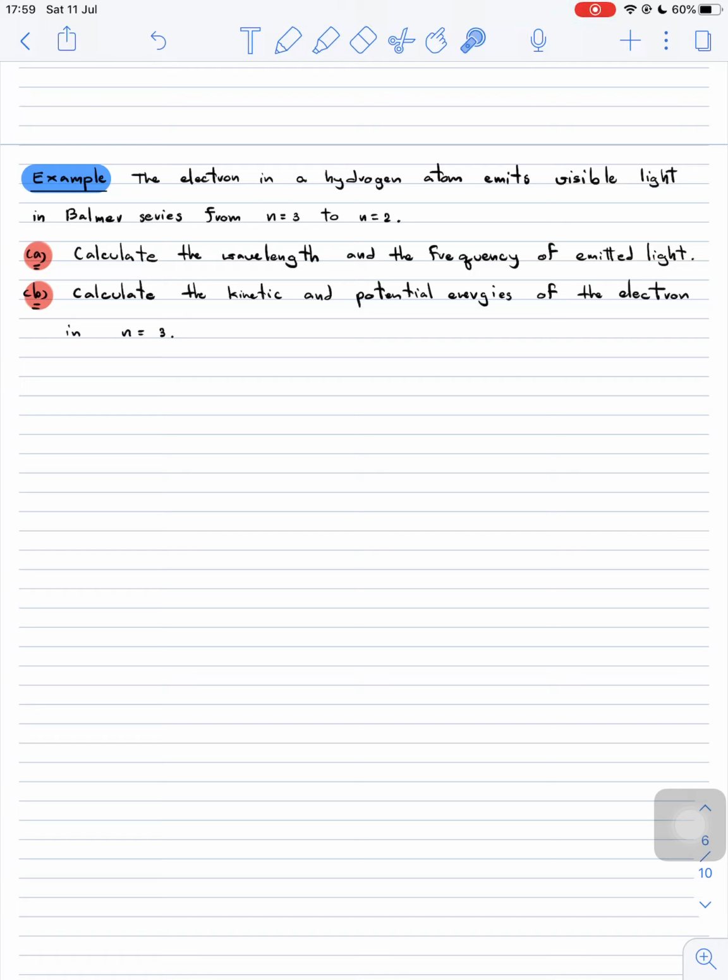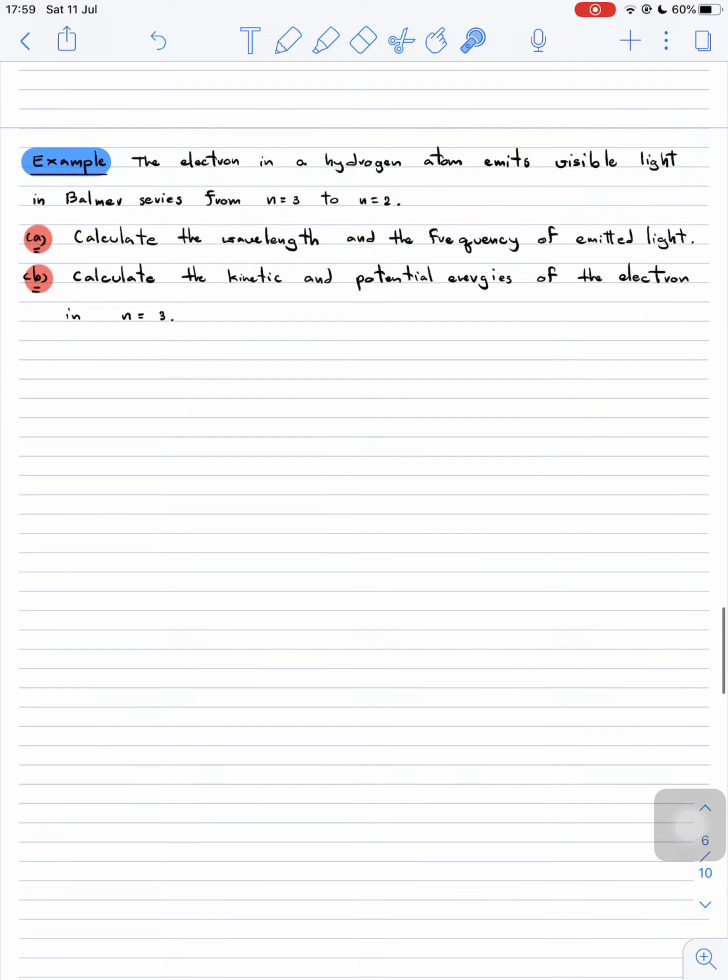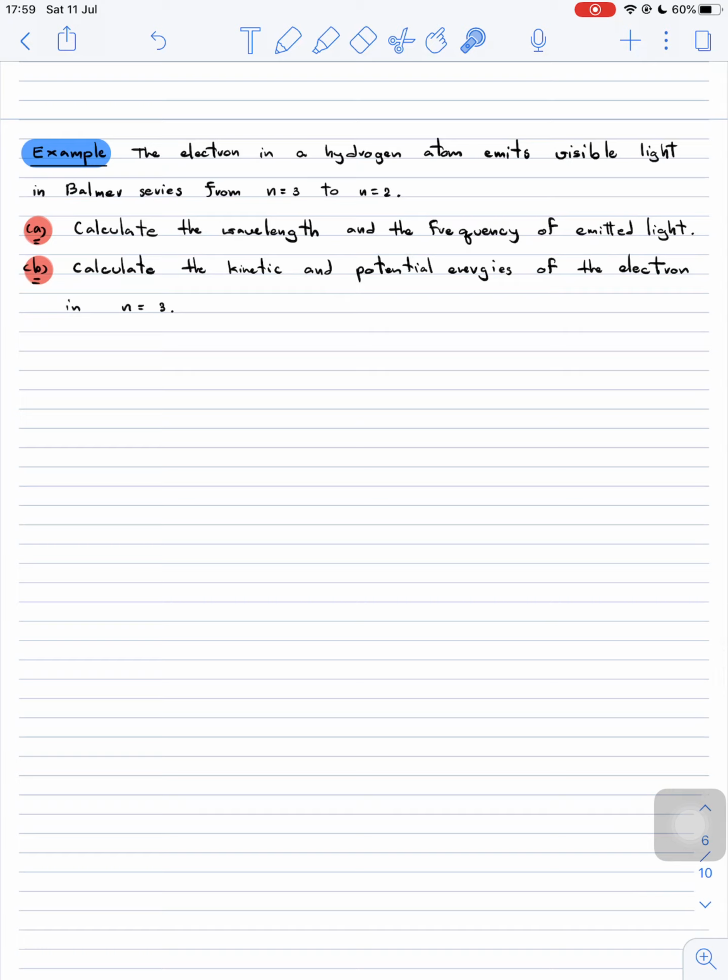Okay, so let's look at examples. The electron in a hydrogen atom emits visible light in the Balmer series from n equal to 3 to n equal to 2. Now for part A, calculate the wavelength and the frequency of the emitted light.